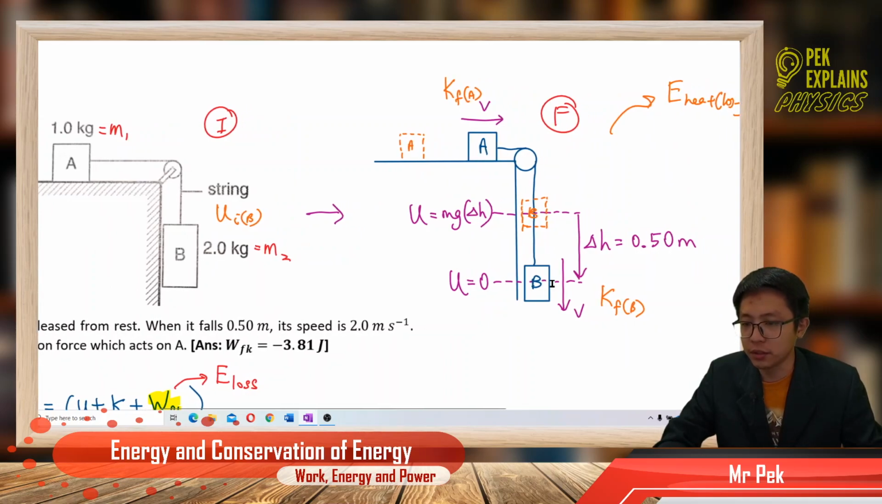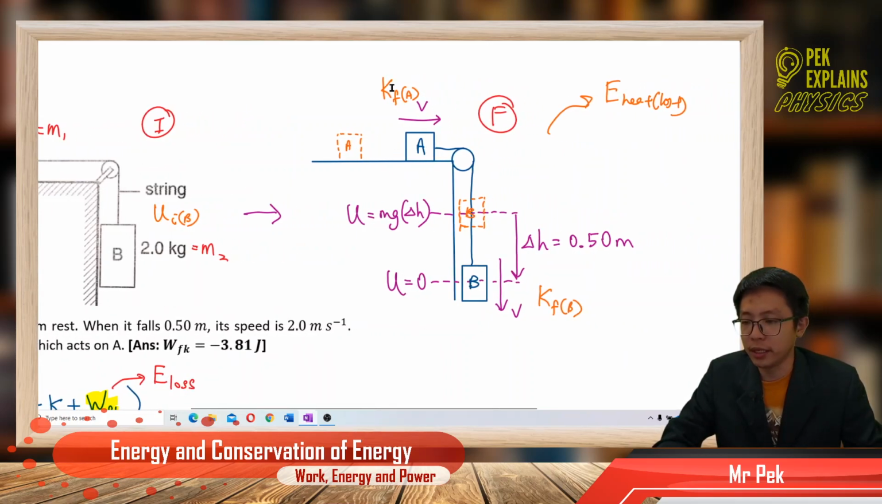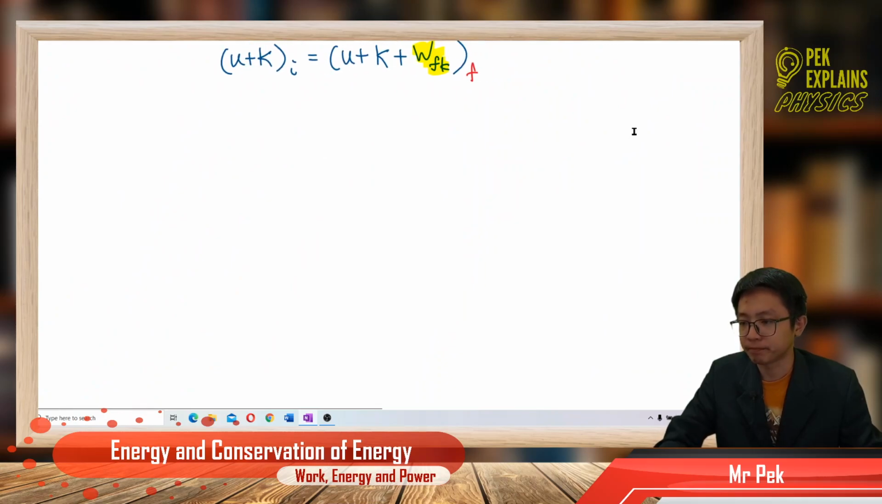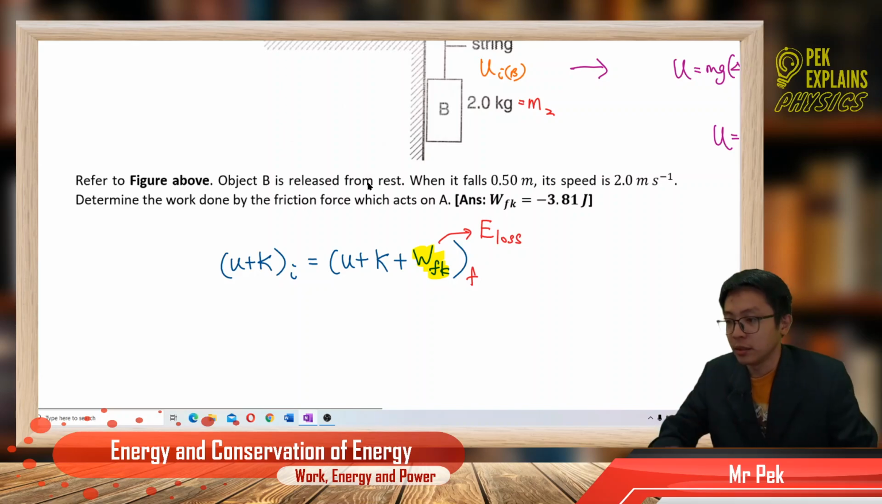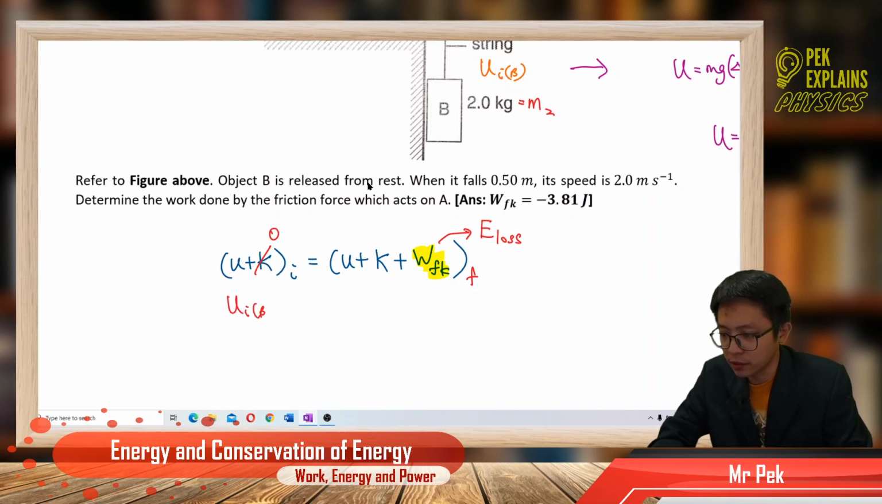After block B falls, block A gains kinetic energy, block B gains kinetic energy, and there is some energy lost as heat. Okay, so that's it. Let's try out the question. Initially it has no kinetic energy, but it has potential energy, the initial potential energy for block B.